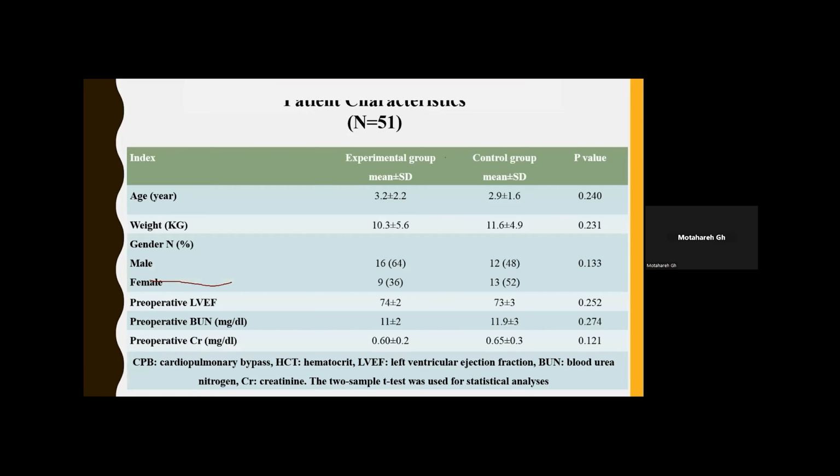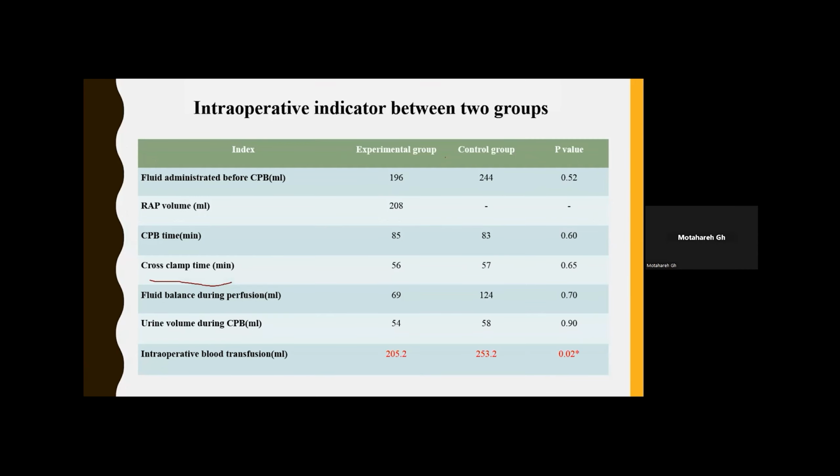A cross-sectional study comparing 51 candidates for correction of congenital heart anomaly surgery in two groups was conducted. There were no significant differences in age, gender, body weight, BSA, and other general information between the two groups. You can see the table in this slide. There were no significant differences in CPB time, cross-clamp time, fluid administered before CPB, fluid balance during CPB, and urine volume between the two groups.